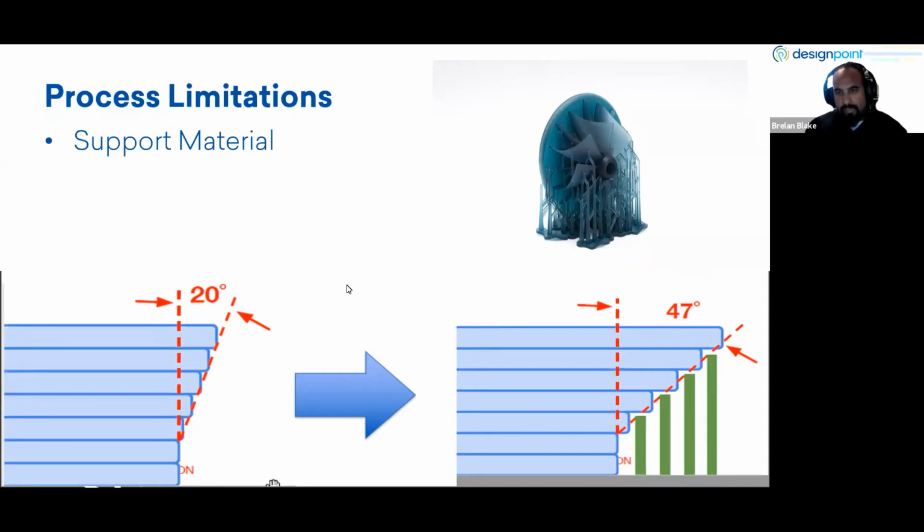And that's something you have to think about as well, is how your part's going to come out. But also with support material, it's going to slow your print down. And it's also going to produce a lot of post-process work that's going to have to be done after the fact.